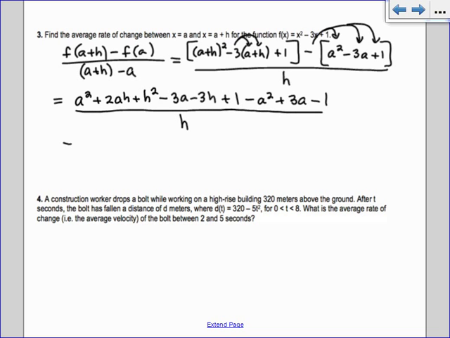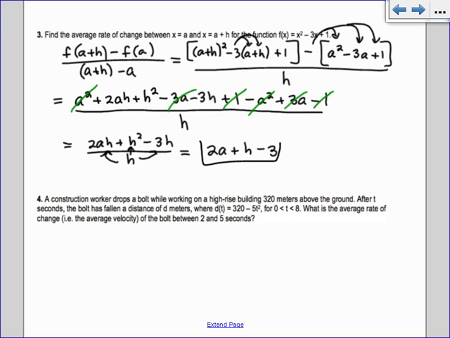Longest numerator ever, right? So we look for things that reduce out. So we know that a squared and negative a squared go away. Negative 3a and positive 3a. 1 and negative 1. Anything else? No. So if you did it correctly, every time you do that, you should only have things that have h, because this h on the denominator should go away. So when we divide by h, so it goes into all three things, you end up getting 2a plus h minus 3. And that's your answer. Okay, so a lot of you guys got it?